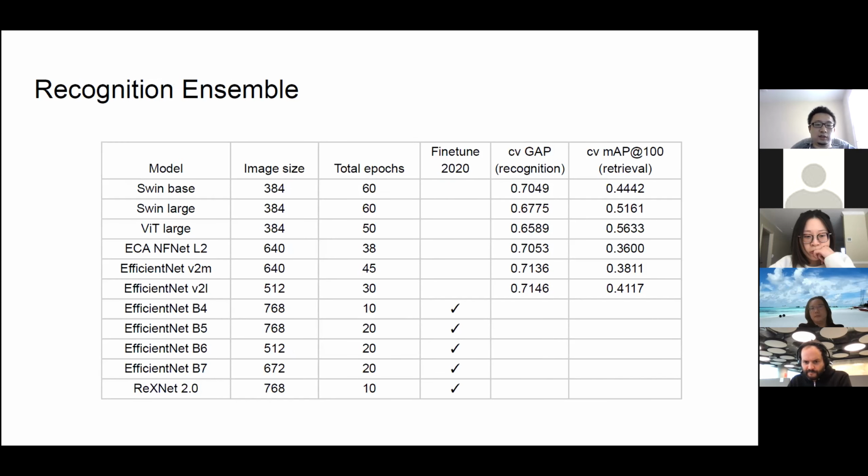The recognition ensemble, on the other hand, has 11 models. So the same 3 transformers, but this one has 4 more CNNs, mostly from fine-tuning last year's models. We also tried to add these 4 CNNs into the retrieval ensemble, but it reduced the score. We think it's because the transformers are so important for the retrieval. Adding more CNNs would reduce the relative importance of the transformers in the retrieval ensemble. But they did improve the recognition ensemble. That's why the recognition ensemble has more models.